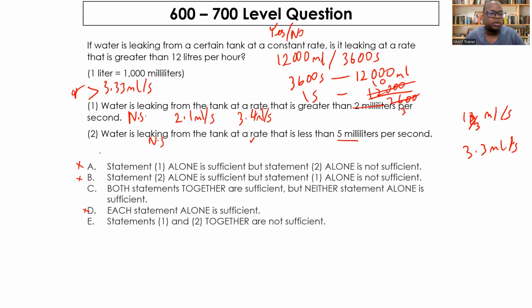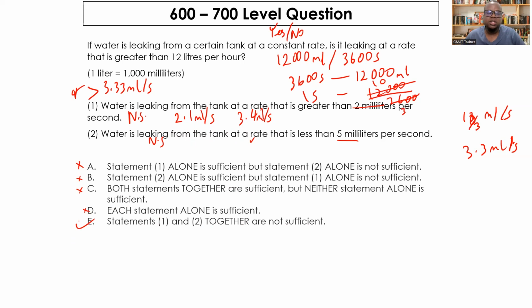Let's try combining these two statements together and see if we get something that is concrete. If you combine them together, it still falls in the same range of what the first statement states, because less than 5 milliliters per second, 3.4 would fall in that range, which is sufficient. 2.12 would fall in that range, which is not sufficient. Therefore, it's giving us two contradicting answers, and both statements together are not sufficient in this case. So we rule this out. That means we say that the answer choice is E. Statements 1 and 2 together are not sufficient. And this becomes the correct answer to this question.